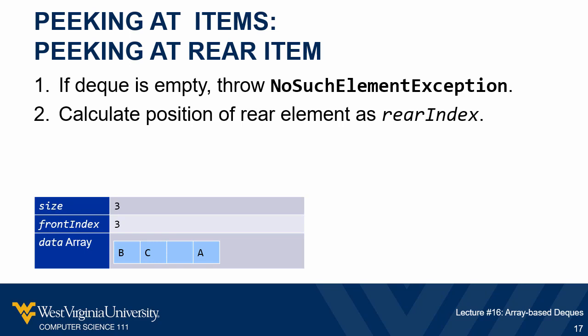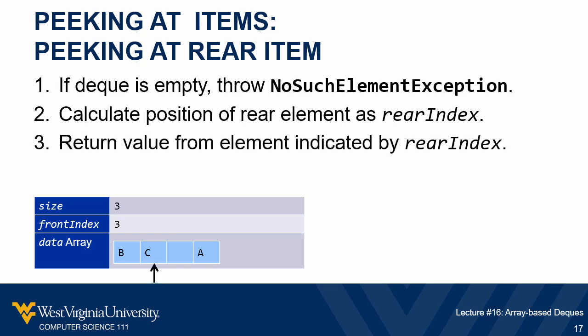So I'll go ahead and call the calculate rear index method, and that'll take the size and front index and pass those along to calculate array index to find what the correct position is for our rear index. Here, that's going to end up being element 1, where we have the C stored. Once we have that rear index, we can return the value from our actual rear element.